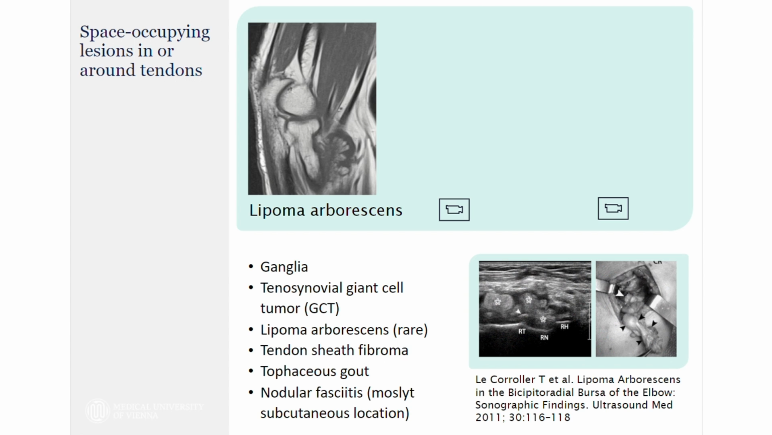And what is the differential diagnosis of such space-occupying lesions in and around tendons? It's ganglia. It may be the tenosynovial giant cell tumor. Lipoma is quite rare. Tendon sheath fibroma is also rare. And again, don't forget about gout. Nodular fasciitis is mostly seen in a subcutaneous location, and rather in fascia than in tendons.